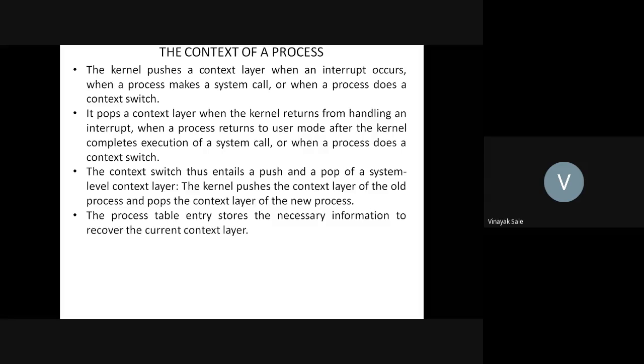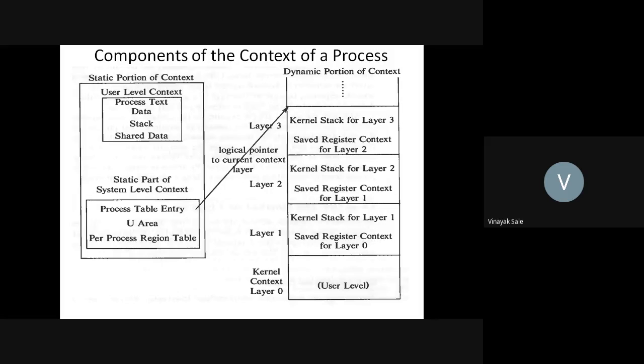The context switch thus entails a push or pop of a system level context layer. That is, the kernel pushes the context layer of the old process and pops the context layer of the new process. The process table entry stores the necessary information to recover the current context layer. See, these are the different parts of the context of a process. See this figure carefully.